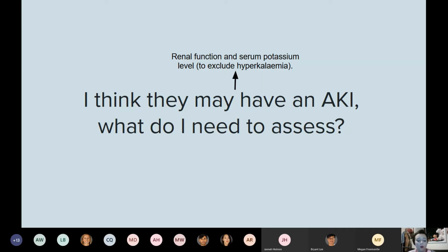The first thing would be, well, not necessarily the first thing, but one of the things would be, what is their renal function and what is their potassium level? So you need to know, do they have high potassium? Because if they've got high potassium, they are at a very urgent risk of going into arrhythmias. And similarly, you need to know, is this actually a kidney injury in the first place?